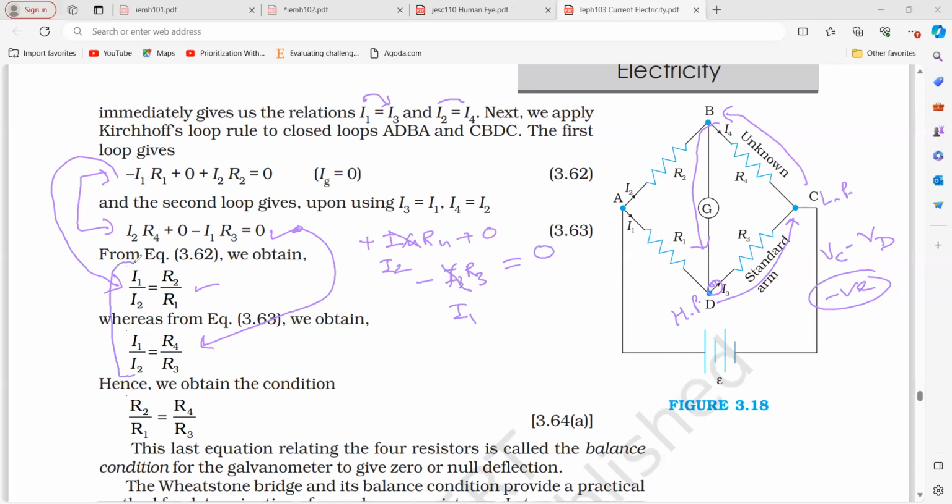जब लेफ्ट हैंड साइड इक्वल है तो राइट हैंड साइड भी इक्वल होना चाहिए, तो दैट्स वाई R2 बाई R1 इज इक्वल टू R4 बाई R3। अगर मुझे यहाँ से R4 निकालना है, क्योंकि वो देखो ये नो रेजिस्टेंस है, so that will be R2 by R1 multiplied by R3, and this is known as the balance condition for the galvanometer to give zero or null deflection.